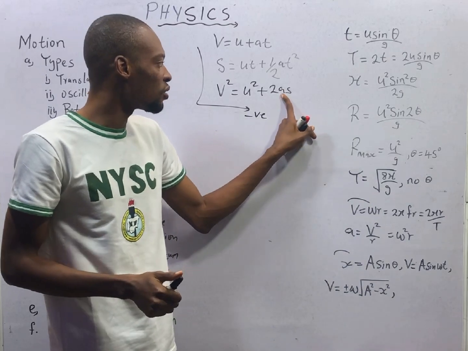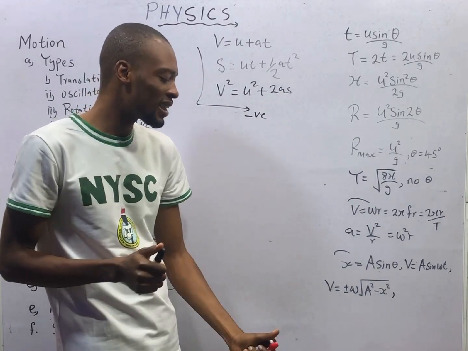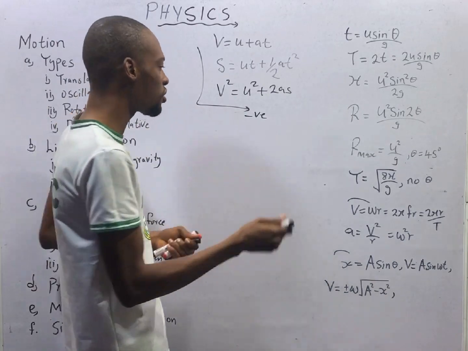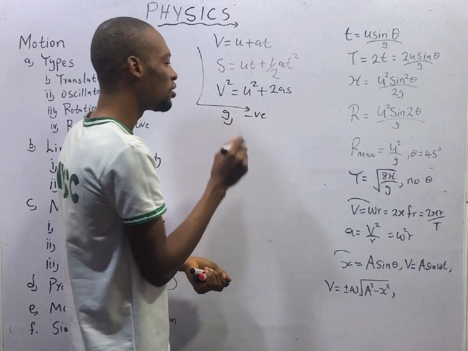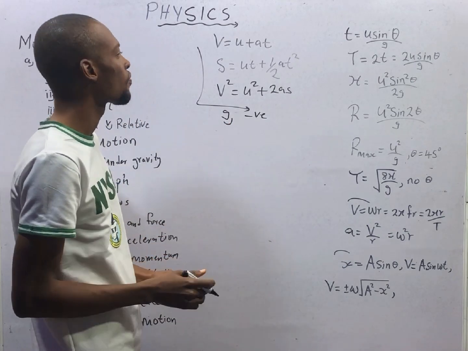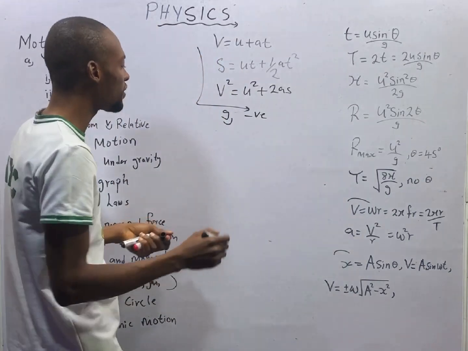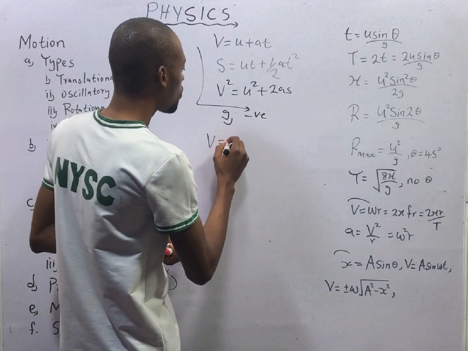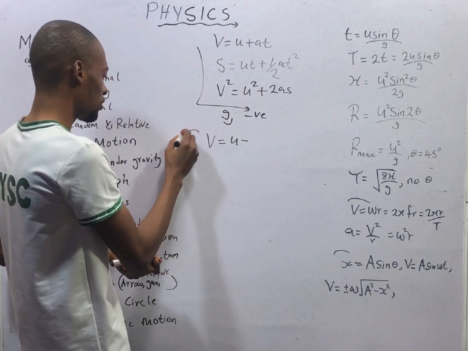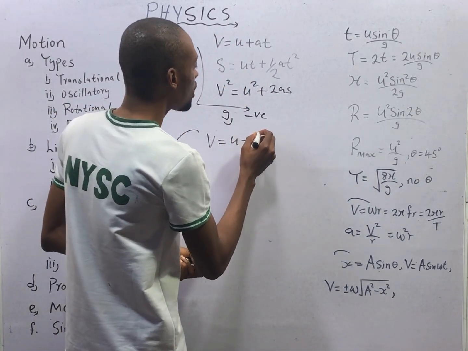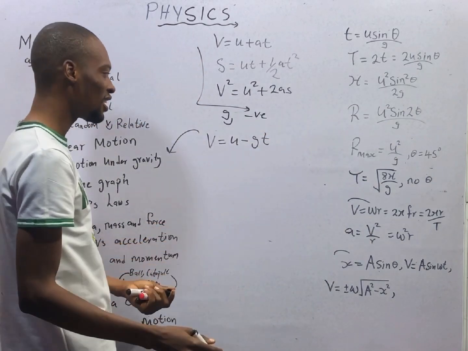Is it this acceleration? No. a is linear acceleration. A body against gravity will have acceleration due to gravity. In that case, the acceleration is g, not a. Rewriting this for motion under gravity, you simply have that v is equal to u minus, because it's against gravity, gt for motion under gravity.